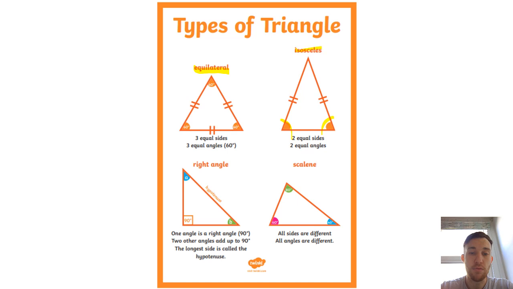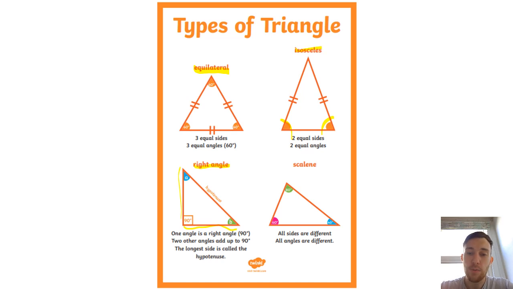The third one is a right-angled triangle. And in this instance, this is a right-angled isosceles triangle because these 2 sides are the same length. However, the right-angled triangle has one angle, which is at 90 degrees, and the other 2 also add up to 90. The longest side is called the hypotenuse. So that's going to be really important, not so much for Year 6, but for when you go into secondary school.